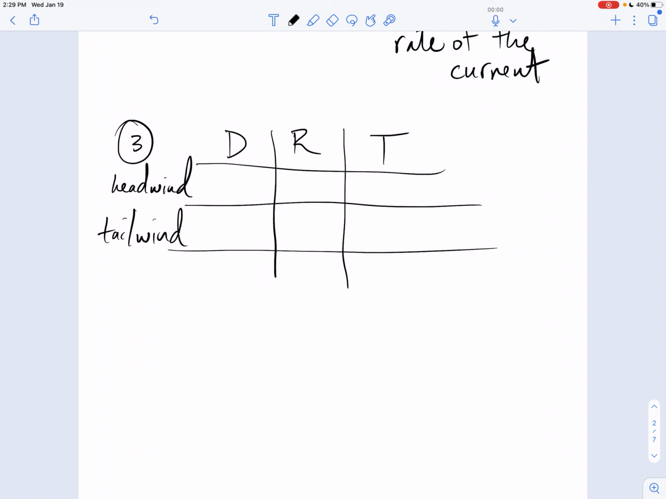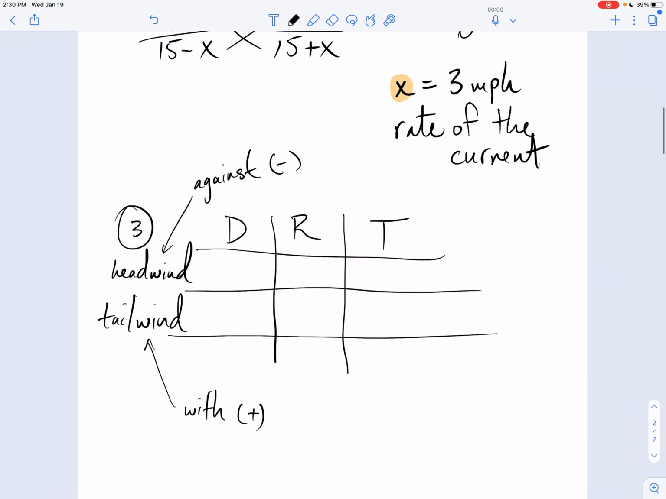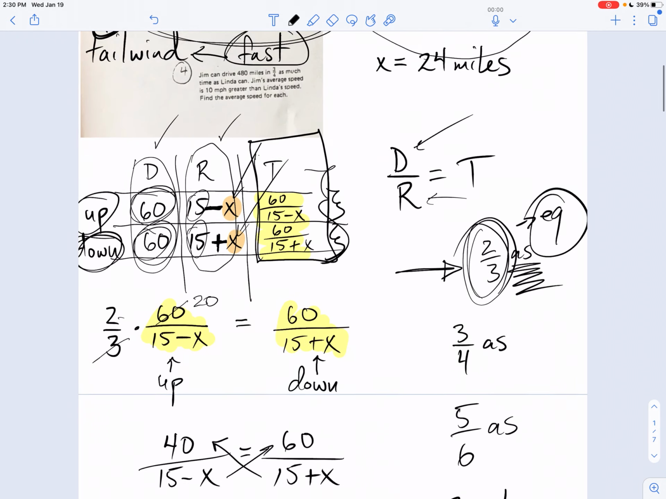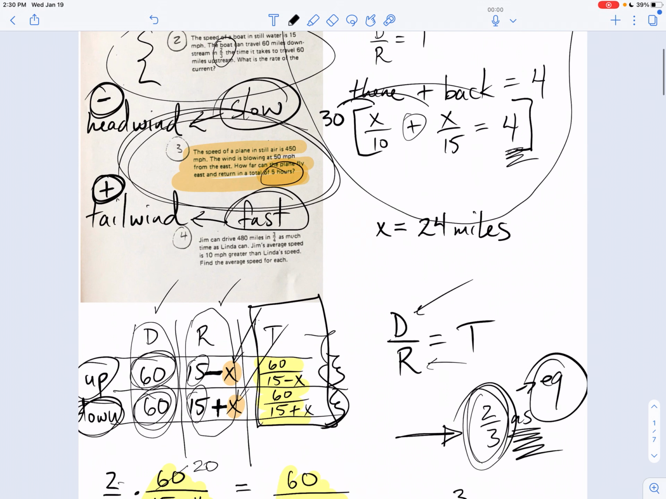Now, headwind is against you, okay? It slows you down. So a headwind, that's always against. That's the negative idea. Tailwind is always speeding you up, so that's the with you, in your direction. That's a positive idea. I know that my plane had a certain rate. Let's scroll up again. The rate of my plane was 450 miles an hour.